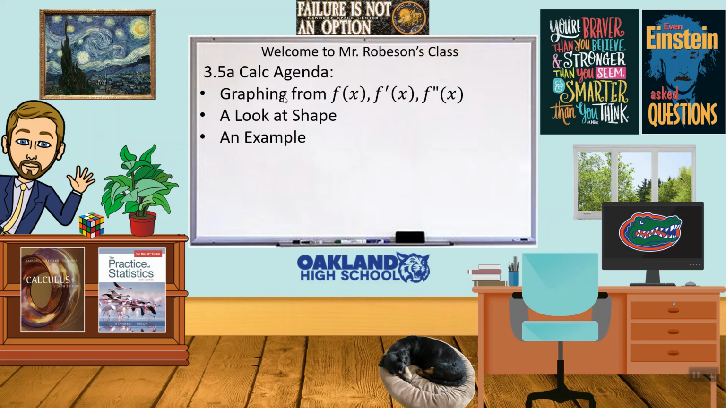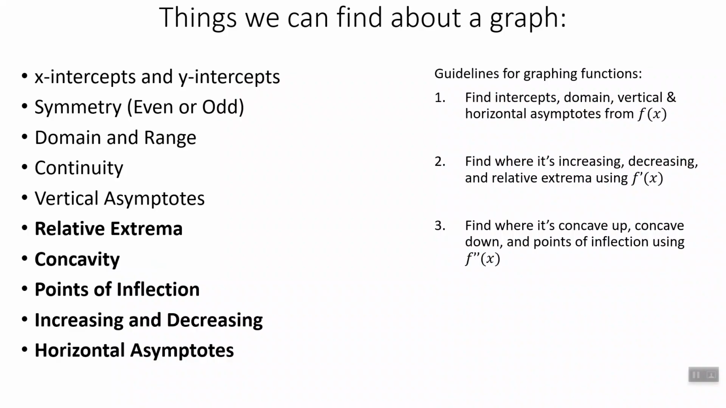This is Mr. Robeson. Today we're going to look at putting everything together from Unit 3. So we're going to be graphing without using our calculator based on the function, the derivative, and the second derivative. We're going to take a look at the shape based on the derivatives, and we're going to look at an example here. And then the next video will just be 3 more examples.